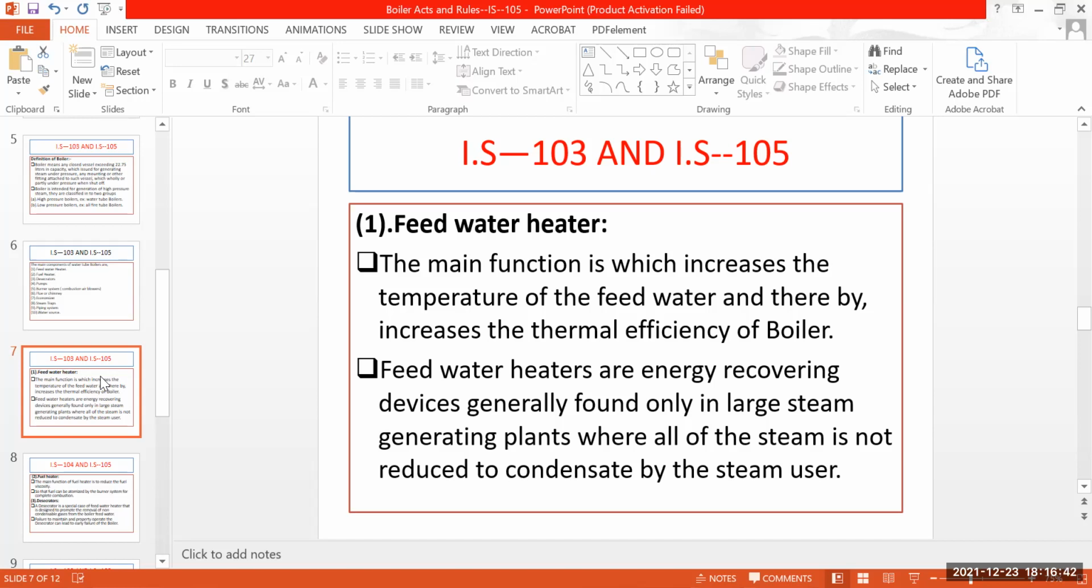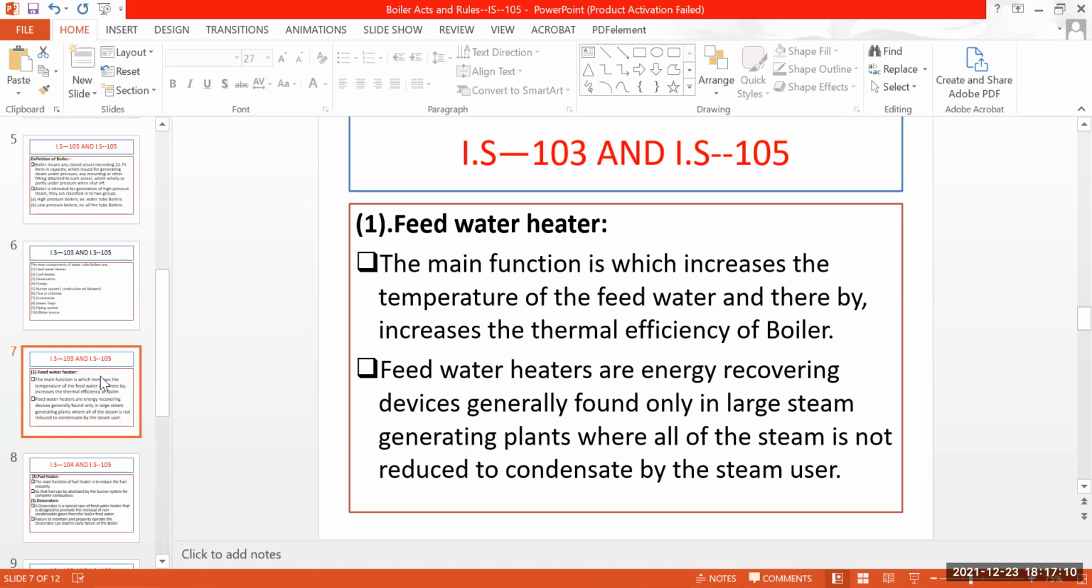And these are energy recovering devices which are mostly found only in large steam generating plants where all the steam is not reduced to condensate by that steam user. These feed water heaters are mostly used as energy recovering devices in large steam generating plants.